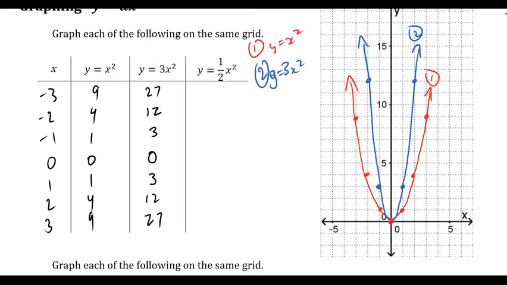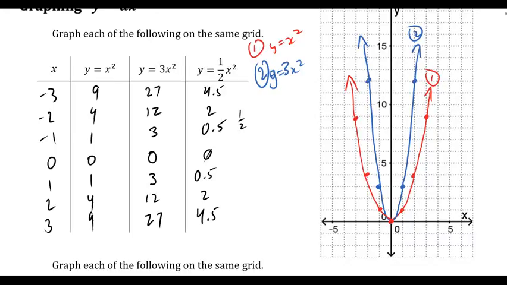What happens if I multiply by a half? I go back to my x squared, so I take 9. What do you think, Jaden? It's going to compress it. Very good. So I take my 9, and I cut it in half to 4.5. I take my 4, cut it in half to 2. I take my 1 and cut it in half to 0.5, or half, right? You could use fractions too, whatever works for you. 0 is still 0. 0 divided by 2, or 0 times a half is still 0. Still positive 0.5, positive 2, positive 4.5.